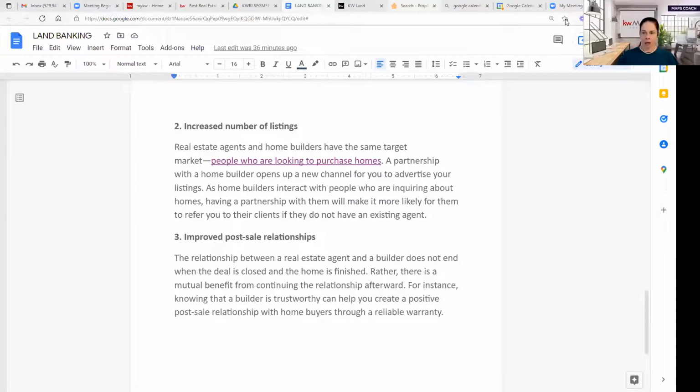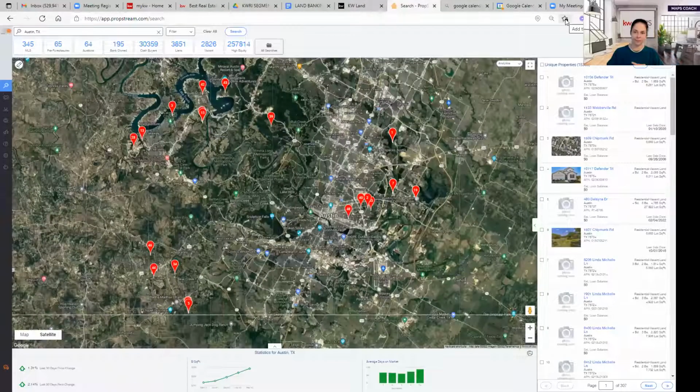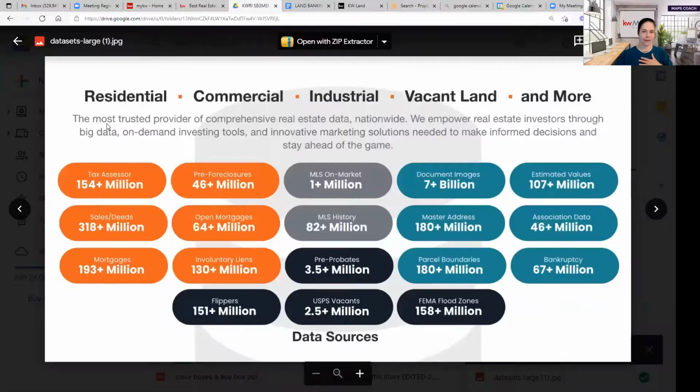And then I'm going to continue for you. This is Austin, Texas. Now, I want you to see, in addition to Austin, Texas, this is some stats and some data that I just received from one of the sources that we share during our course.